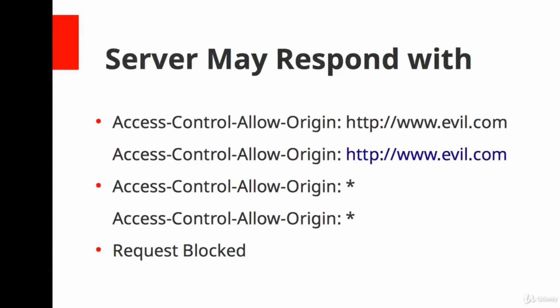Basically, the server may respond with something like this: either access-control-allow-origin evil.com, or star. If they are allowing the origin and setting the credentials true, it's the best case for attack. If they are allowing a star and setting the credentials true, it's misconfigured but not exploitable. And if you see something like request blocked, denied, forbidden, then the domain is secure. I hope this is clear to you.